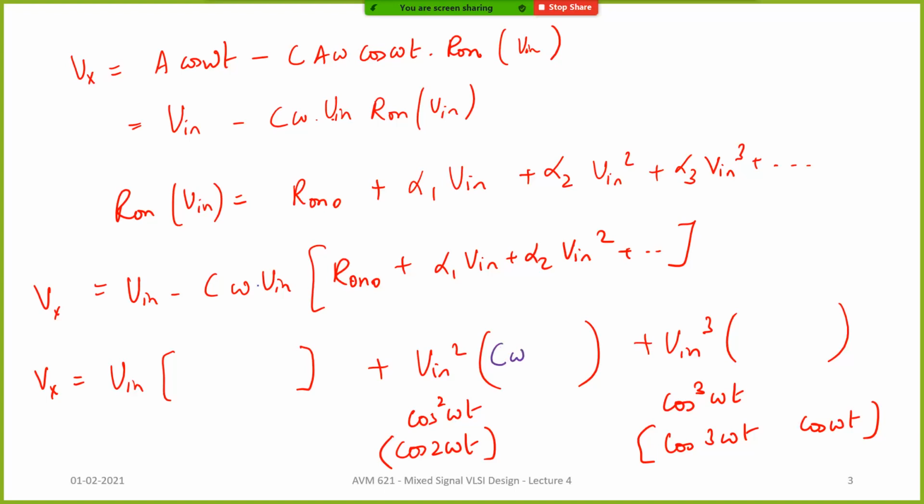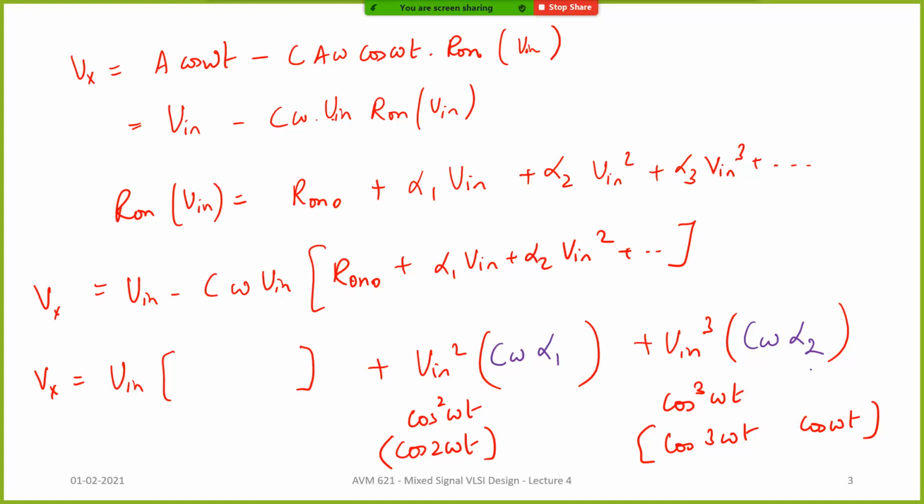Alpha 1, yes, C omega alpha 1. Same way, Vn squared, what is it going to be? C omega alpha 2. The coefficient of this will have some modifying factor, like you'll have divide by 2 also, because cos squared, when you expand, you will get that divide by 2. Here you will have the 3 by 4 and those things. Whatever those constant terms are, let's just leave them.